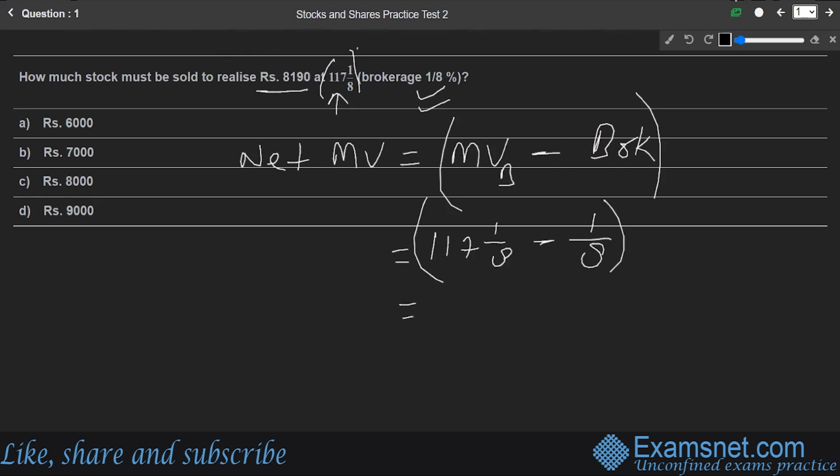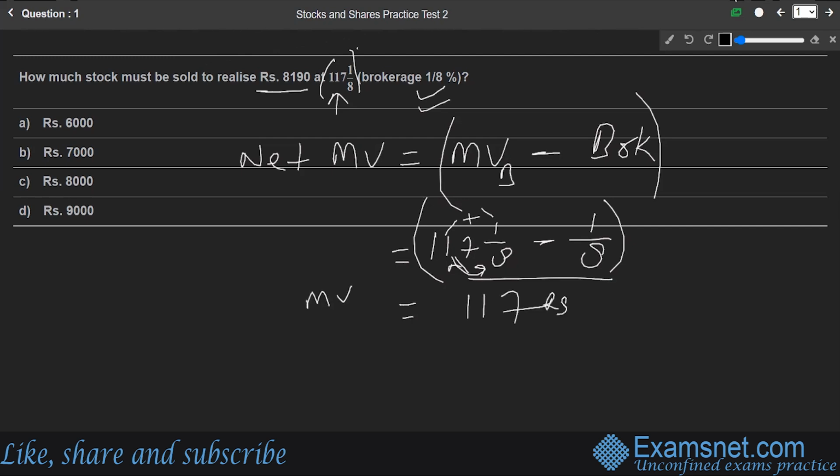If we simplify this, we have to do 117 into 8 plus 1. A mixed fraction can be converted into a simple fraction: 117 into 8 plus 1 will be the simple fraction form. If we solve that and finally subtract 1/8, the ultimate value is coming as 117. So that is the actual net market value, rupees 117.